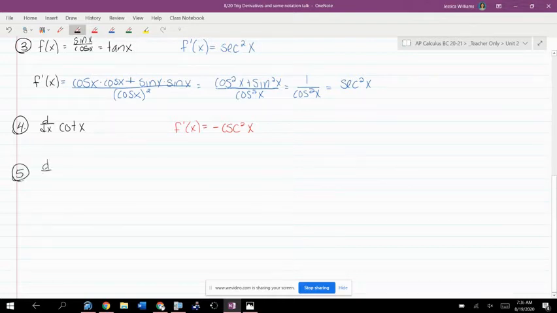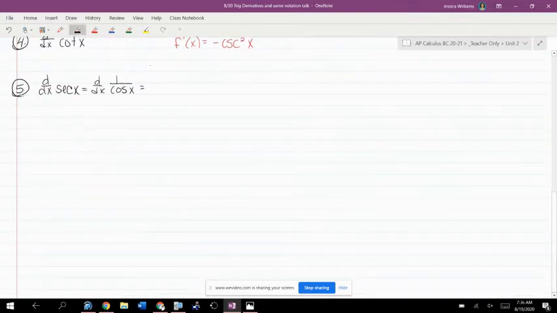Let's take the derivative with respect to x of secant. We're going to do this one with quotient rule too, because we're going to take the derivative with respect to x of 1 over cosine. Quotient rule says low d high, derivative of the high. Well, the high is 1. The derivative of a constant is 0. So low d high minus high is just 1.